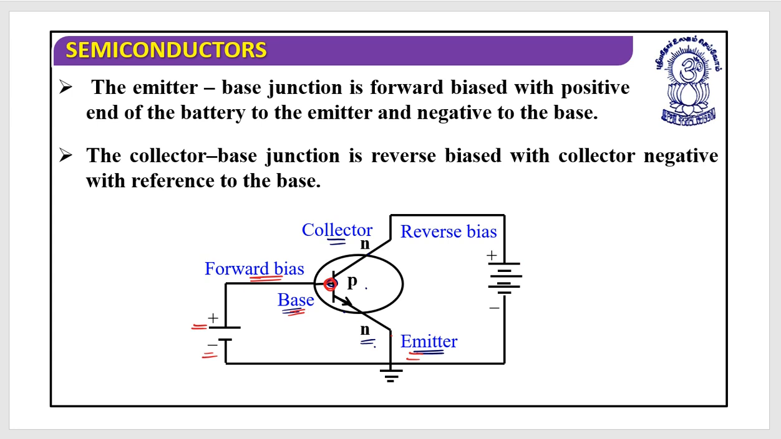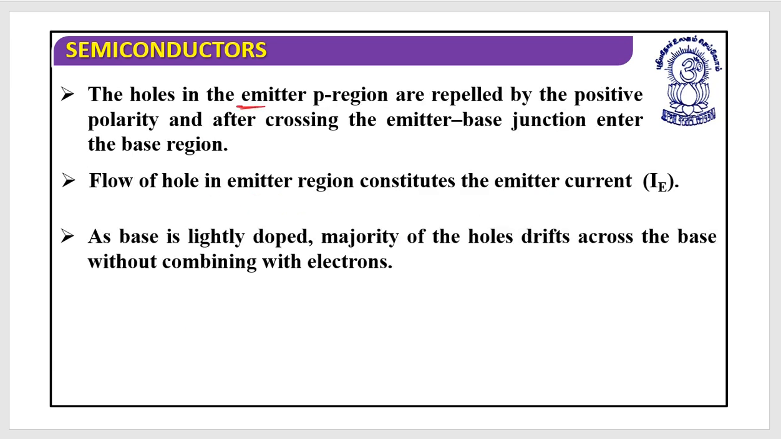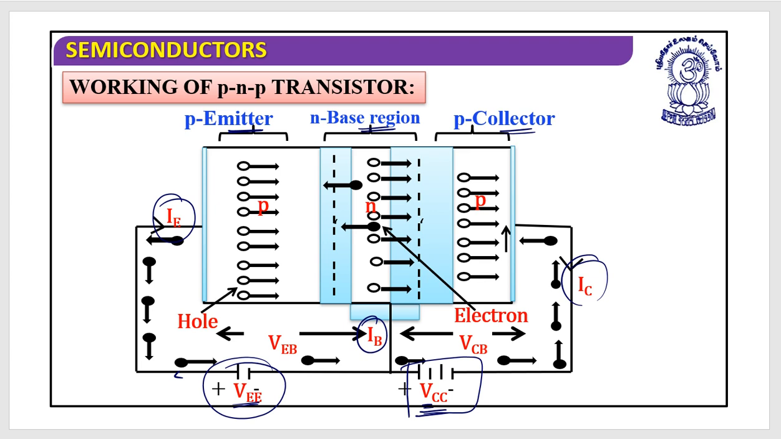Now let's look at this. It's an n-type material connected with the positive terminal of the battery. So this is the reverse bias. Yes, so the collector-emitter junction is reverse bias. So the emitter and base junction is forward bias, with the positive end of the battery to the emitter and negative to the base, as well as the collector and base junction is reverse bias, with collector negative with reference to the base.